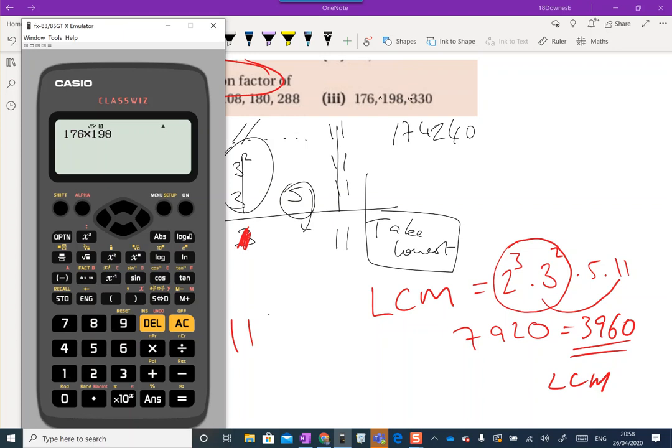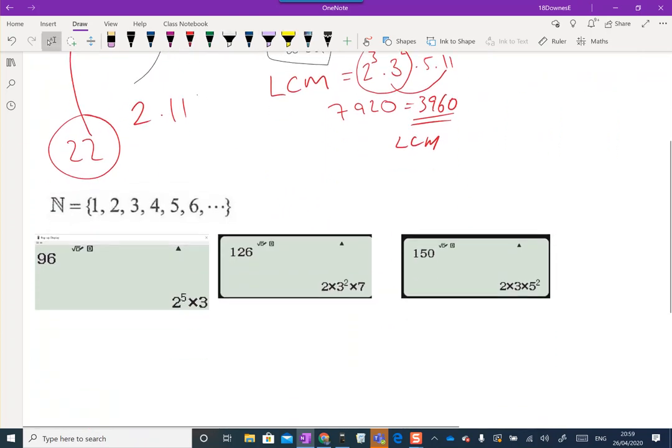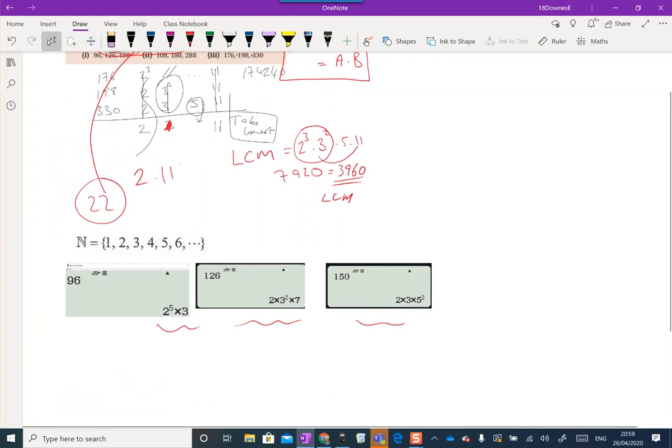So 176 times 198 times 330, and I can't see that. That just looks way too big. But if I divide that by 22, so it must be only when there are two numbers that it turns out that the LCM times the highest common factor is the product of the two numbers. Maybe that only works for two numbers. And I'm glad I explored it because I learned something. At least I ruled out something. That's the first one, with some of the work done for you there.